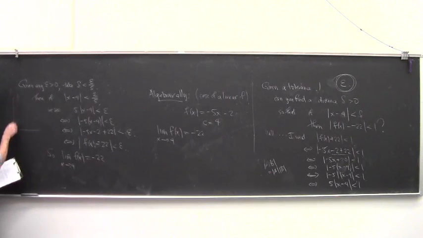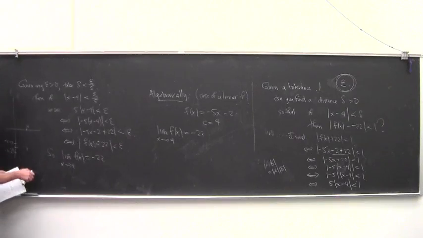Right. So here's your function. Here's negative 22. Here's 4, and you want to show that if somebody gives you a tolerance here, you can find a place around here where that tolerance is satisfied. Okay. So.